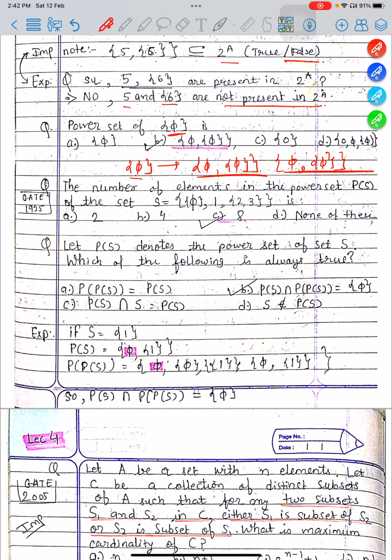The number of elements in the power set P of S, the power set of the set S, is this. It has 3 elements, 1, 2, 3, therefore 8. 2 raised to 3 is 8. P of S denotes the power set of a set S. Which of the following is always true?